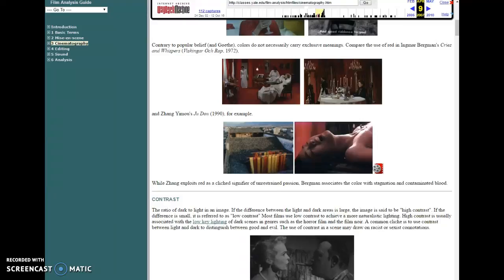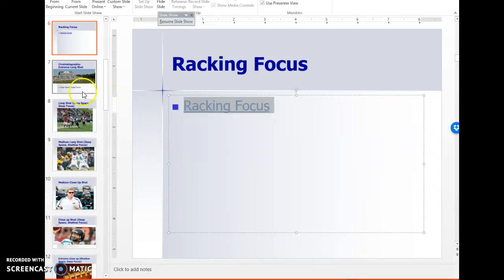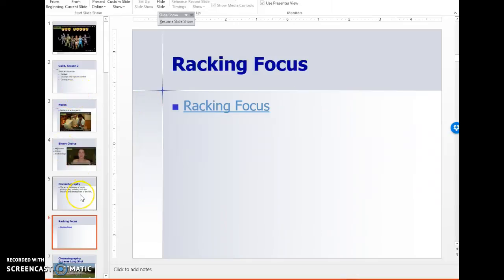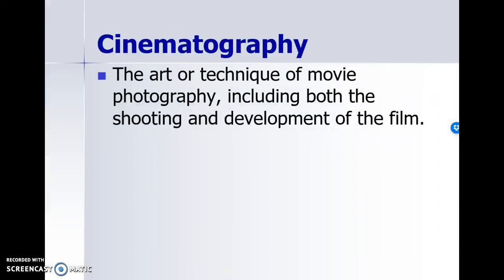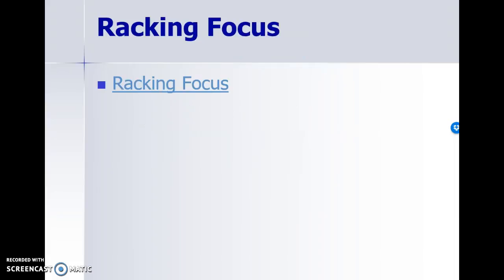and now that you have double checked and you've learned about archiving, we're going to go on to talking specifically about cinematography in a couple examples that I hope will help to solidify what cinematography means, and also how it's going to be important for you within this class. So again, cinematography, the art or technique of movie photography, including both the shooting and development of the film. So one of the terms that we come up against in cinematography that I think gives students the most trouble is racking focus. So I do want to start with an example of this first.